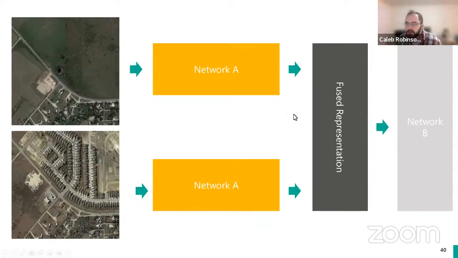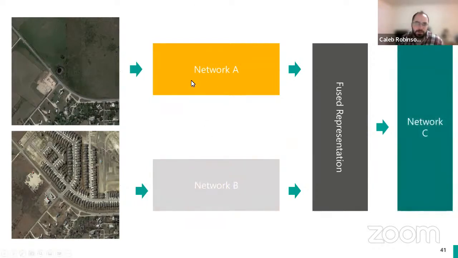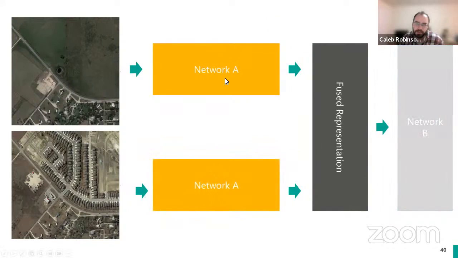And then, Hassan, did you want to ask whether network A and B have the same weights? No, in this situation, I'm giving networks different letters if they have different weights. So in this setup, network A, B, and C would all have different weights. However, this is also a common setup where the network that takes both the before and after imagery is the same network. This is common in Siamese networks.